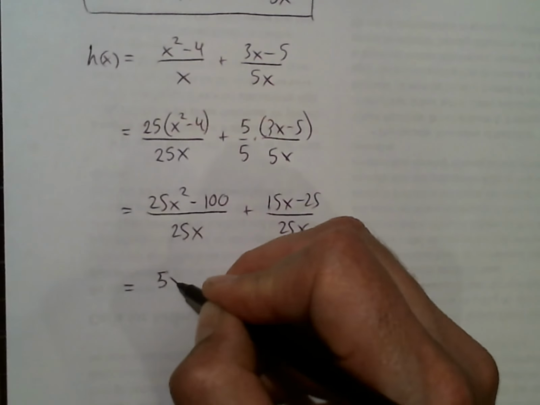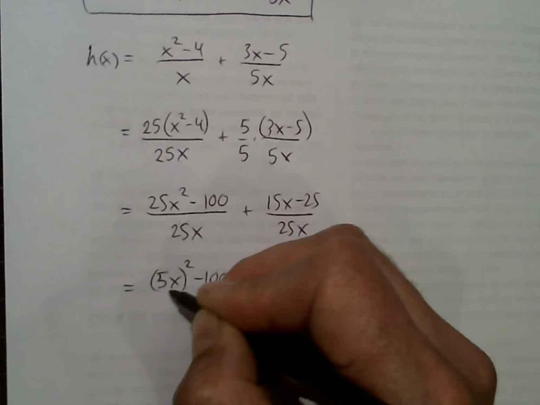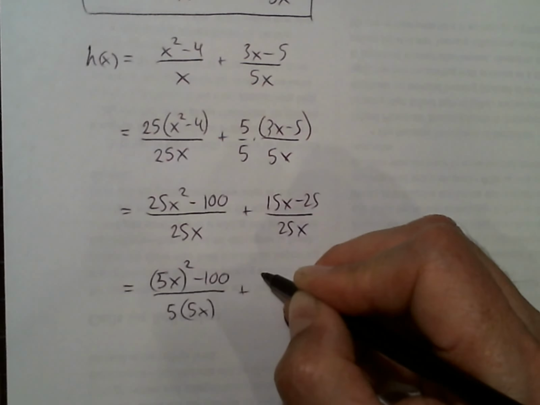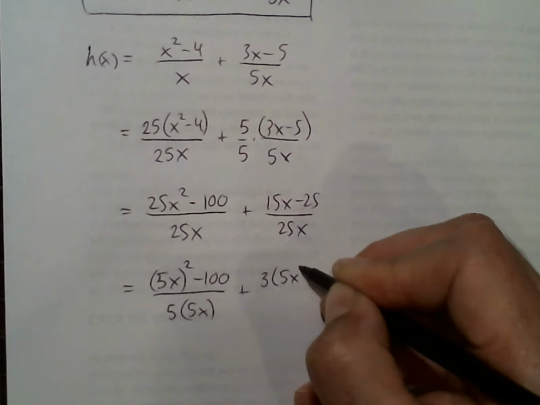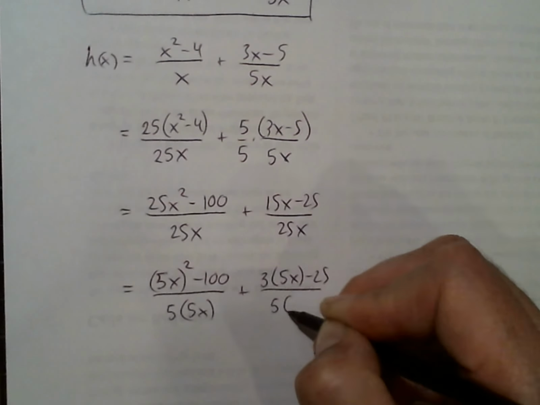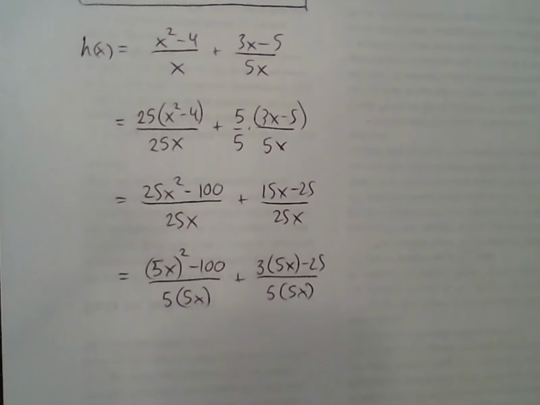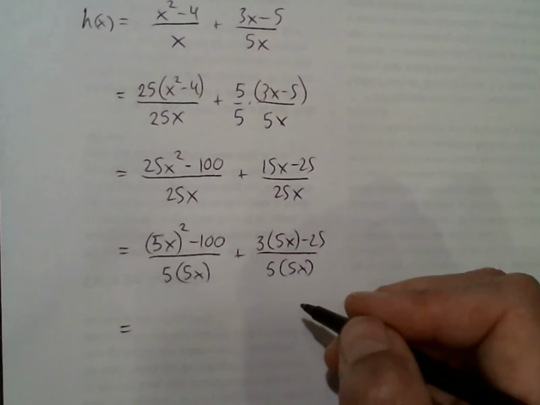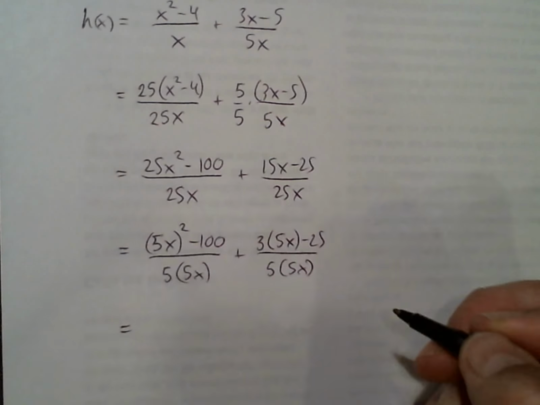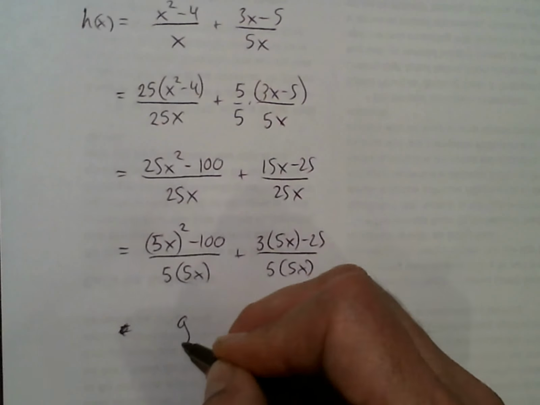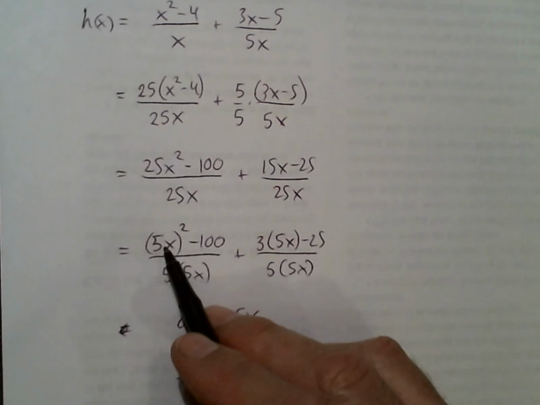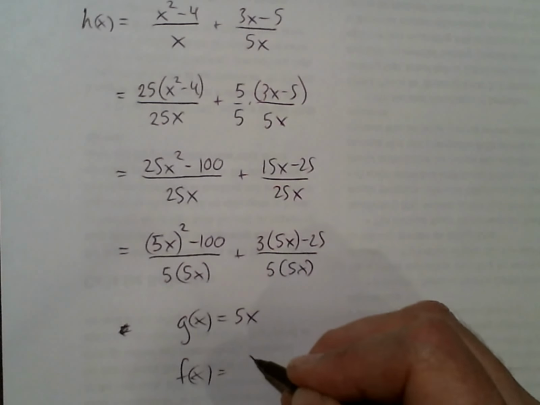So let's make this turn into a 5x squared minus 100. This would be 5 times 5x, and here 3, 5x minus 25, 5 times 5x. So we made a 5x appear everywhere, and that means that that's the inside, and then we can just say that g of x is 5x, f of x is everything else. So everywhere that you see a 5x, it just turns into an x.